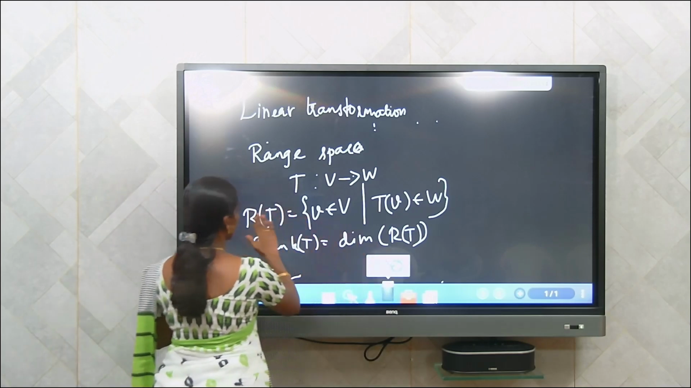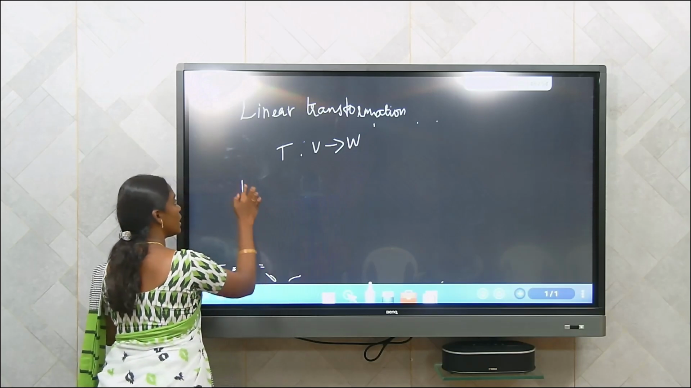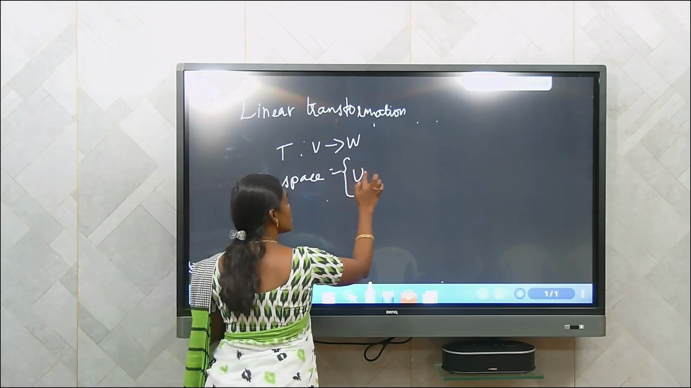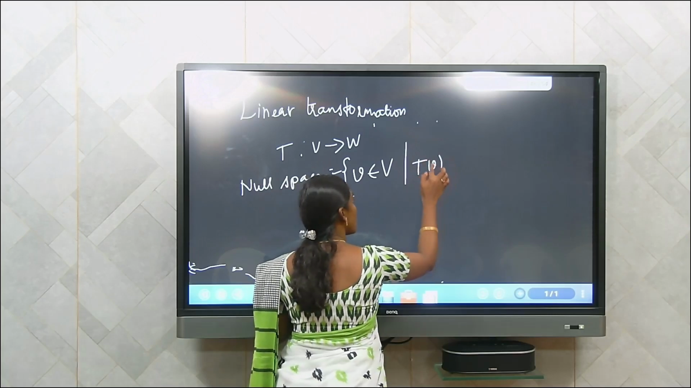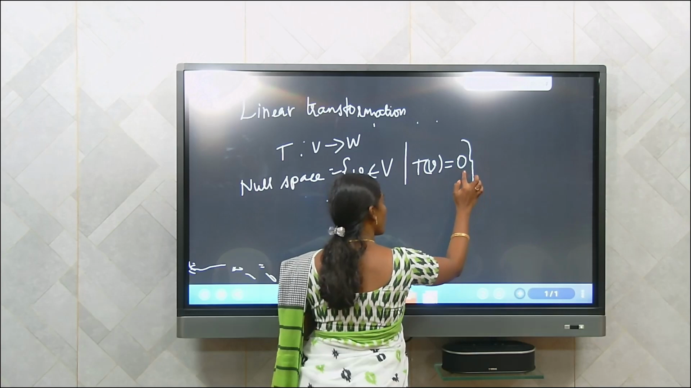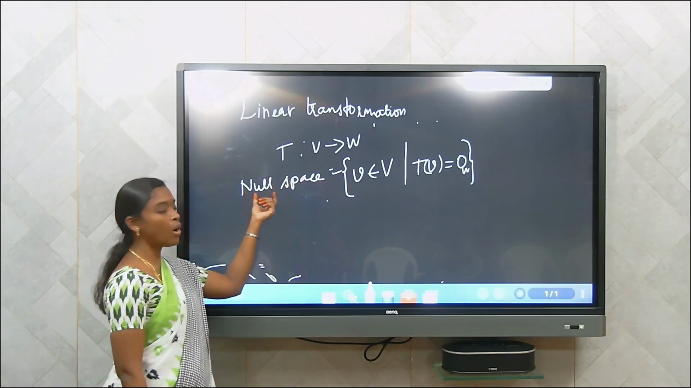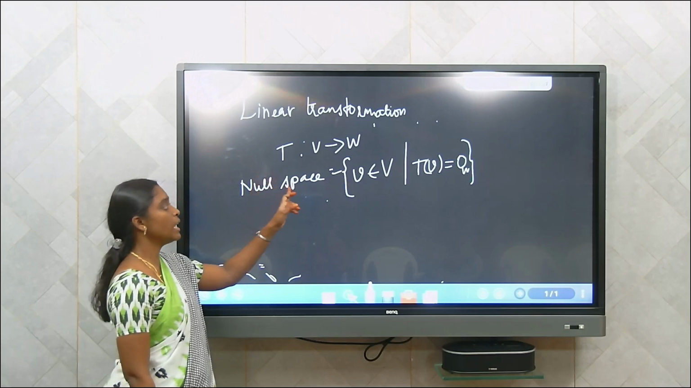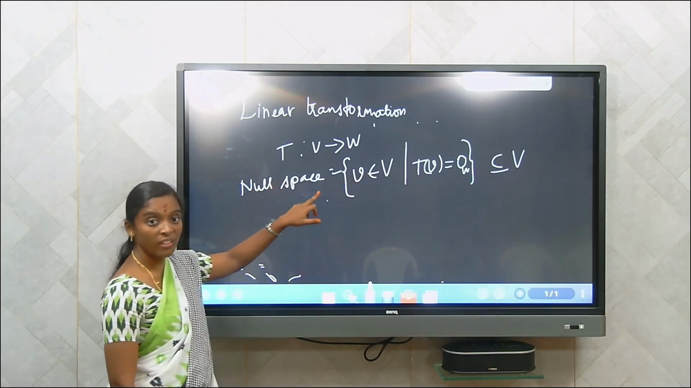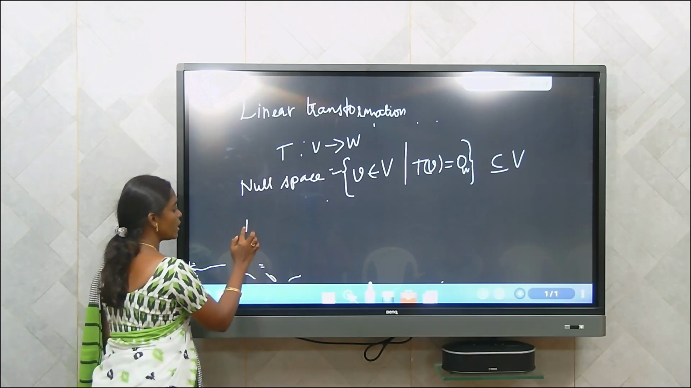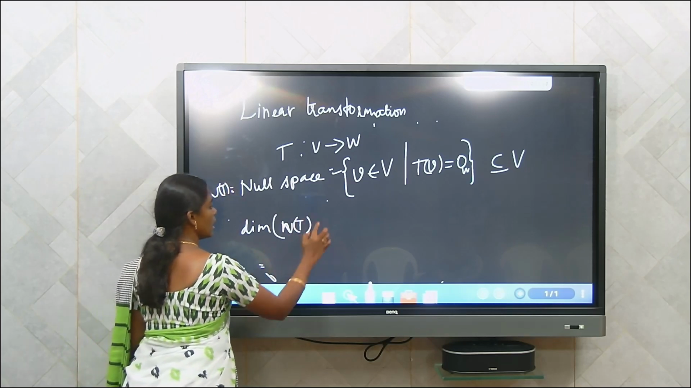In the same way, nullity of T can also be defined. Again, I am choosing a transformation T from V to W, and here is the null space. The null space is the set of all elements I choose from V, the domain vector space, that satisfy T of v is equal to 0, provided this 0 is the zero vector of the codomain vector space. Such elements form the null space, and it is a subset of the domain vector space. As it is a subspace, we can find the dimension of the null space also. The dimension of the null space can be denoted as n of T, and it is called the nullity of T.